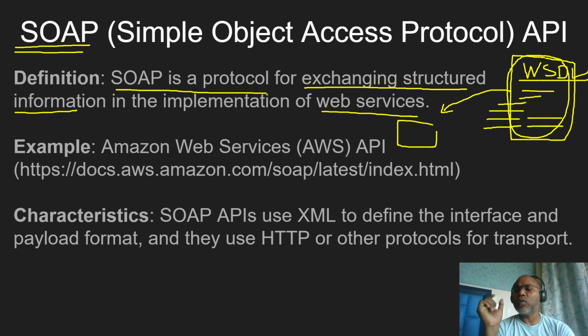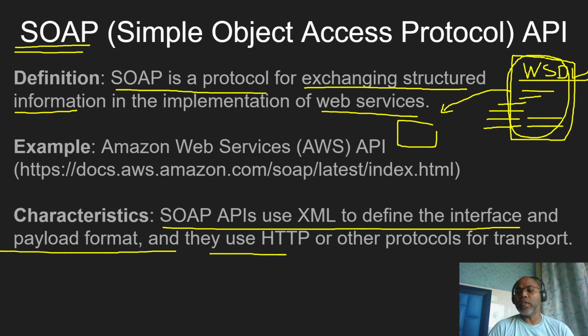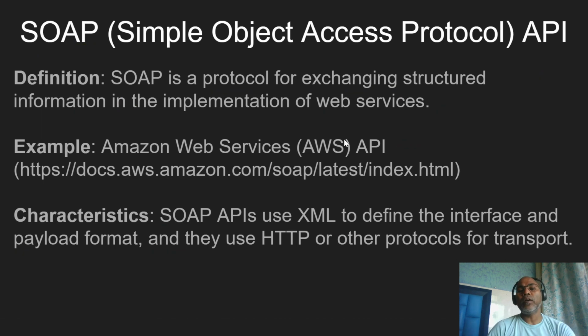Compared to REST or gRPC, these are a little bit more complex. There are still many places where SOAP APIs are used, where the business logic is very complex and you want very secure, complex enterprise level applications. So SOAP uses XML to define the interface and payload format, and uses HTTP or another protocol to communicate over the internet.